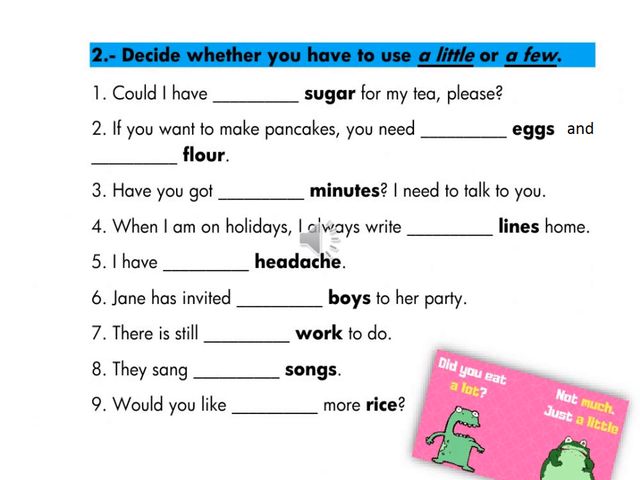Very good. Number eight. They sang a little or a few songs. Okay, a little or a few. Then the last number, number nine. Everybody, would you like a little or a few more rice? Great job, students. Okay, so write your answers here.